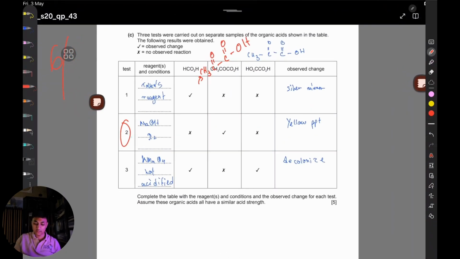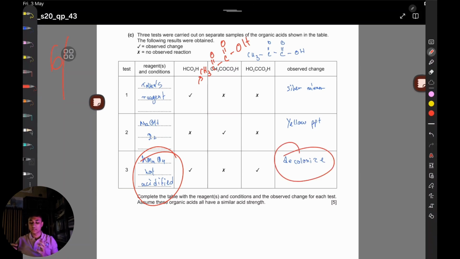Now, the third one is where both of these are reacting, that is, further oxidation is taking place: methanoic acid and ethane dioic acid are going to be oxidized, right? So how can the oxidation take place? In the case of ethane dioic acid, you need a strong oxidizing agent. That strong oxidizing agent will also oxidize your methanoic acid, right? So that strong oxidizing agent is going to be potassium manganate(VII), hot and acidified. Under these conditions, your KMnO4 will decolorize from purple to colorless.